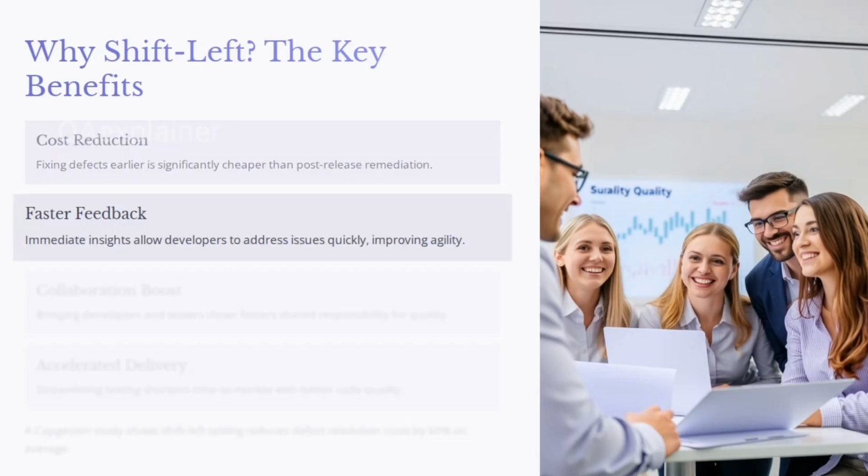Second is faster feedback, as lots of different teams are involved here, like developers, testers, and BAs, business analysts. So that's why there is faster feedback, and that faster feedback immediately helps developers address issues quickly. So it is improving the agility of the whole platform.